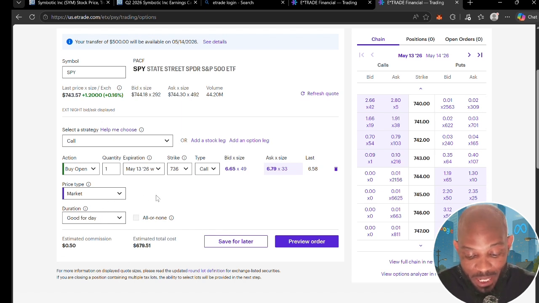Or you can do the market price. Market price is whatever they're asking at the time to execute your order. So you could have seen it for $679, and if you click market price, they're going to execute you whenever they get to you, so it could be $690, right? So I like to do it.